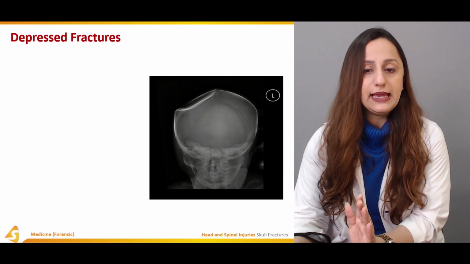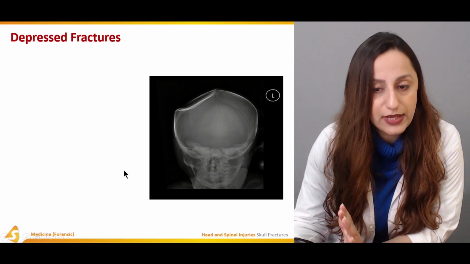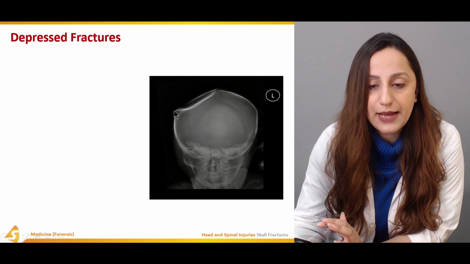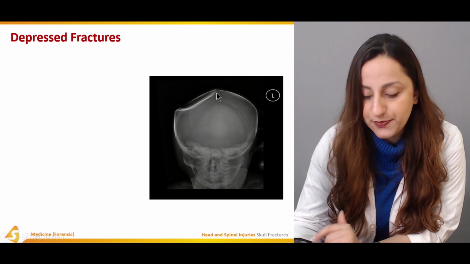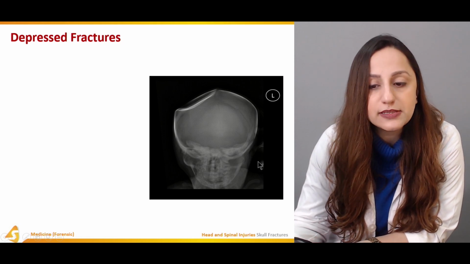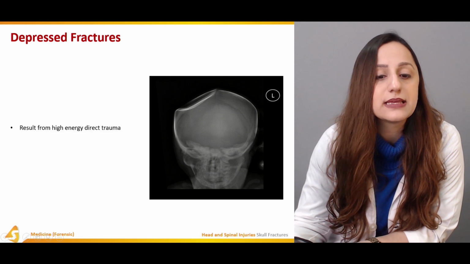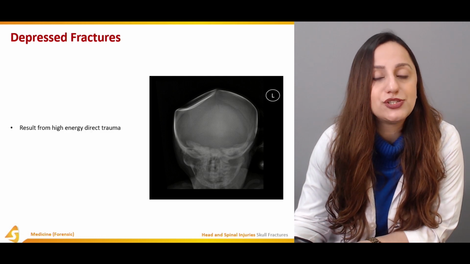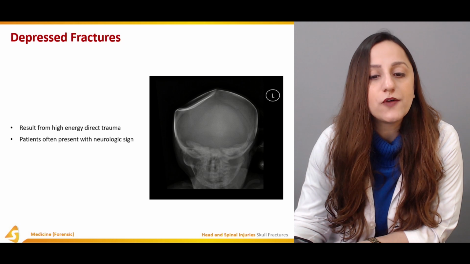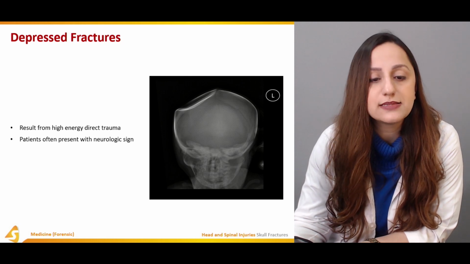Now, this is an X-ray, a radiological examination, in which we see this depressed fracture. The inner tables are depressed in such a case. It results from a high energy direct trauma, and patients often present with neurological signs.